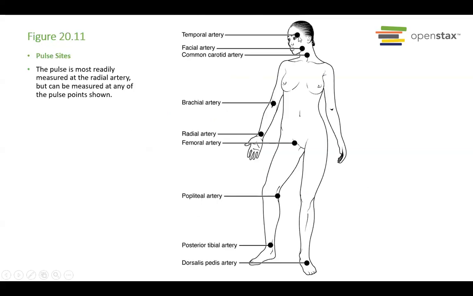Okay, this is a temporal artery, that is a facial artery, and this is the common carotid artery. These are where my pulse sites are. We can take a temporal artery pulse, a facial artery pulse, the common carotid artery pulse, and the brachial pulse. People usually go for the radial pulse. There's also the femoral pulse, the popliteal artery pulse, the posterior tibial artery pulse, and the dorsalis pedis artery. This is the dorsalis pedis.